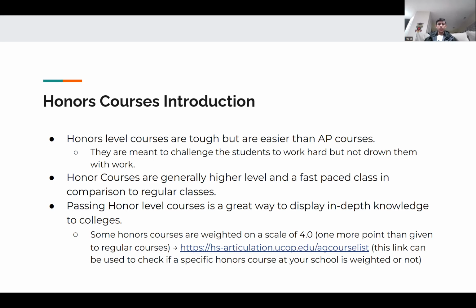And even though honors courses show rigor, the majority of them are considered on the same 4.0 scale. There are some that, particularly for the UCs, count on a 5.0 scale. And again, that should be checked with this link here, to see if a course is on a 5.0 scale or a 4.0 scale.